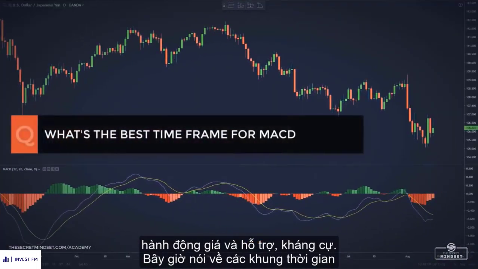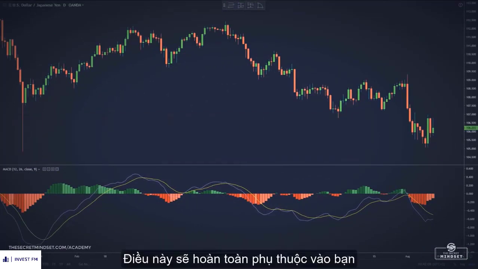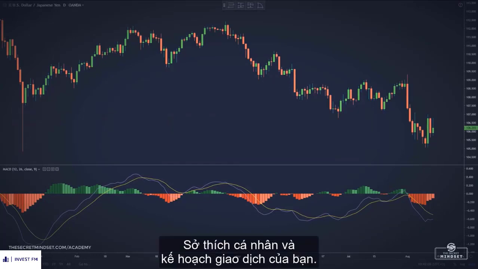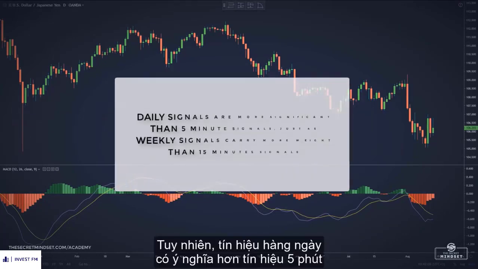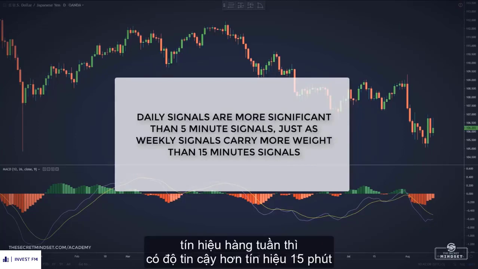Now, regarding time frame, there is no such thing as the best time to use the MACD indicator. This will be completely down to you, your personal preferences and trading plan. However, daily signals are more significant than 5-minute signals, just as weekly signals carry more weight than 15-minute signals.